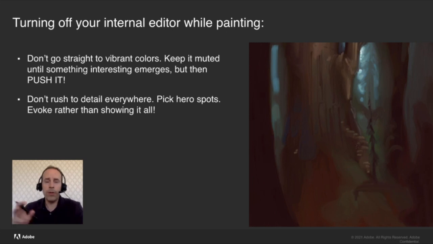Instead, pick a couple of hero spots, some parts of the painting that you feel are going to do the best, that are going to show off the story and the thing that you're trying to create the best. Those are your hero spots, and those are the ones you put detail in. And then you let the other parts, the sort of smudgy, smoky parts of the painting, evoke the rest of the detail. You don't actually want to paint everything.